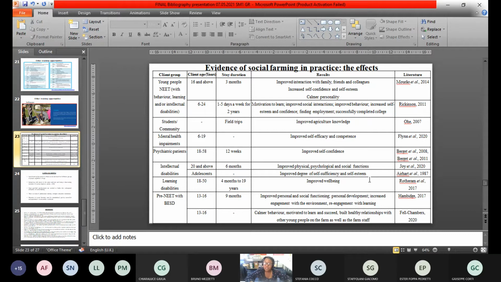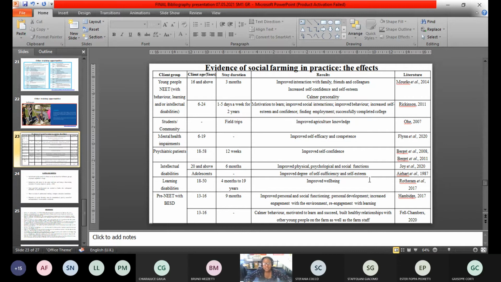Another group of students went on a school trip to learn more about social farming. It was noted at the end of the study that they reported improved knowledge of agriculture compared to when they had first gone on the school trip to a social farm.